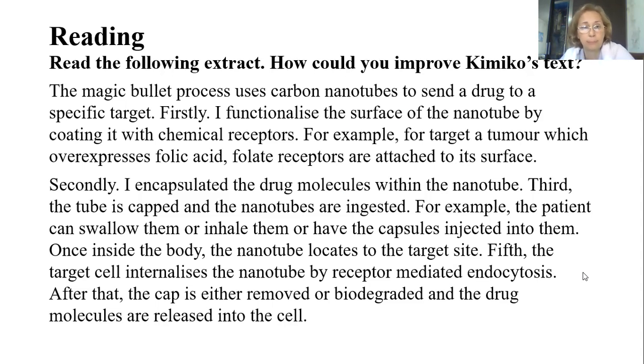The magic bullet process uses carbon nanotubes to send a drug to a specific target. Firstly, I functionalize the surface of the nanotube by coating it with chemical receptors. For example, for that target, a tumor which overexpresses folic acid, folate receptors are attached to its surface. Secondly, I encapsulated the drug molecules with nanotubes, so the tube is capped and the nanotubes are ingested.